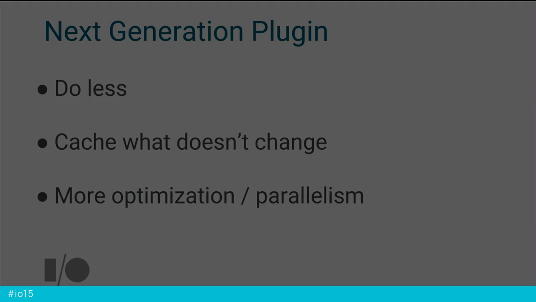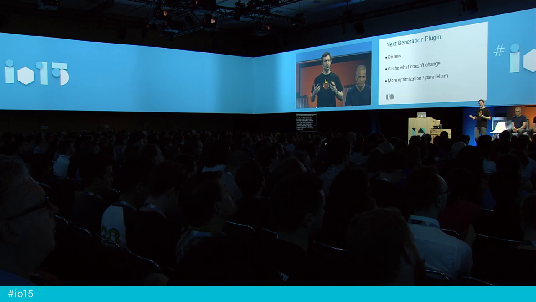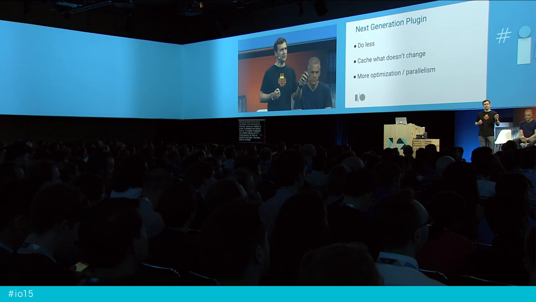On top of those new APIs, we are building a next generation plugin. And the goal here is to have Gradle be more involved in the model that our plugin creates. Basically, Gradle is going to manage that model for us. It's going to manage the variants and the tasks and all of that in order to do less. The goal here is to make Gradle do only what's needed to build what you requested to build. And then because Gradle also manages that model, it can cache it and make incremental updates to the cache when only some things have changed.